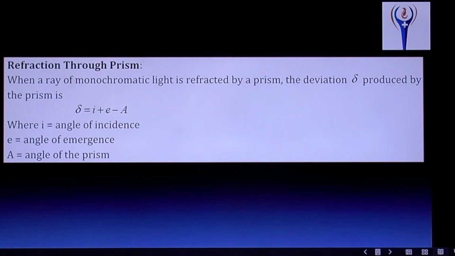When a ray of monochromatic light is refracted by a prism, the deviation, denoted by the symbol delta, produced by the prism is delta equal to i plus e minus A. What is i? i is the angle of incidence. e is the angle of emergence, and A is the angle of the prism. And delta is the angle of deviation.